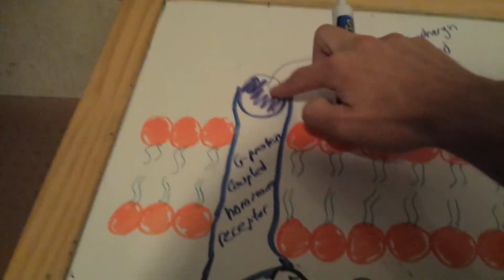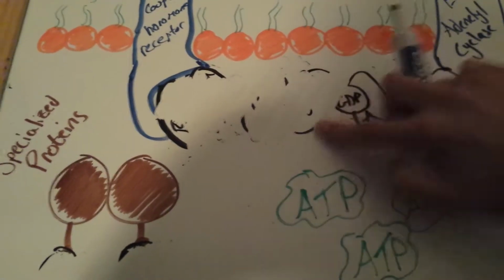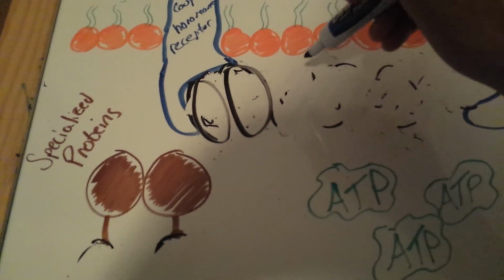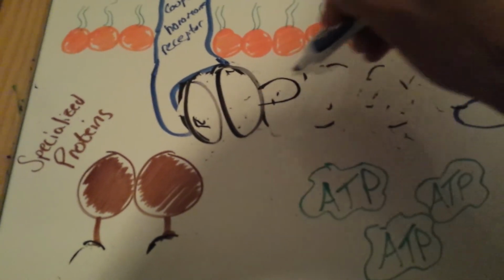The ligand dissociates, and these subunits reassociate with this receptor. And that, in a nutshell, is G proteins, cAMP, and signal transduction.